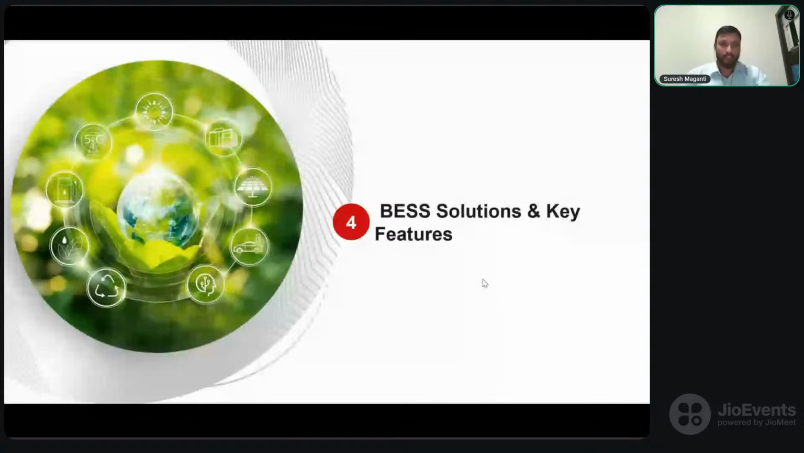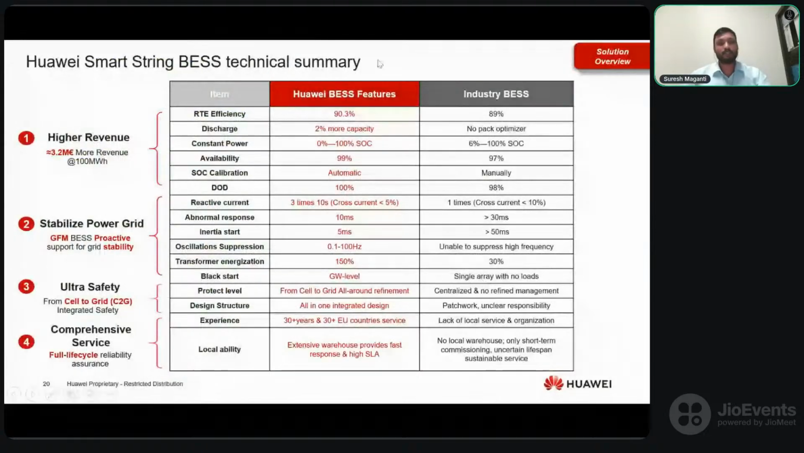The solution is a smart string battery energy storage system. When we compare it with the industry standard battery storage system, it has higher round trip efficiency, which will increase the revenue of the battery energy storage, and it will discharge 2% more capacity. I will tell you how it discharges 2% more capacity compared with existing industry battery energy storage, because the existing standard battery energy storage doesn't have pack optimizers; they only have rack optimizers and container optimizers.